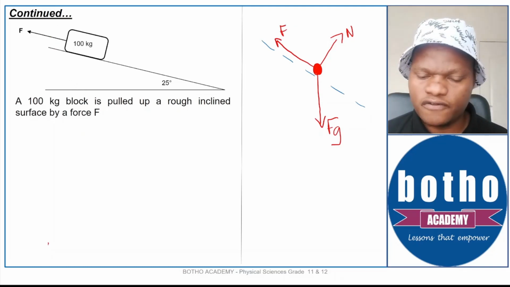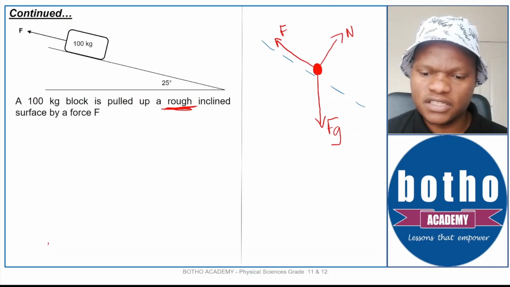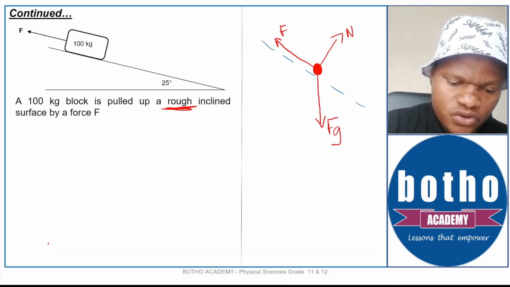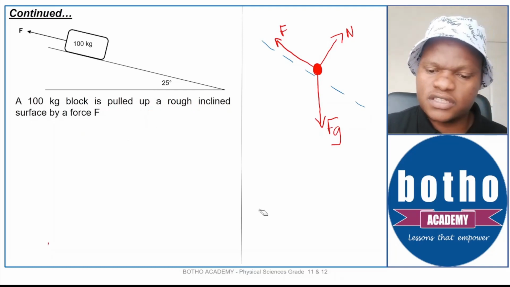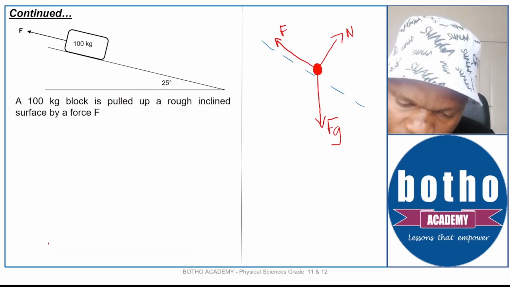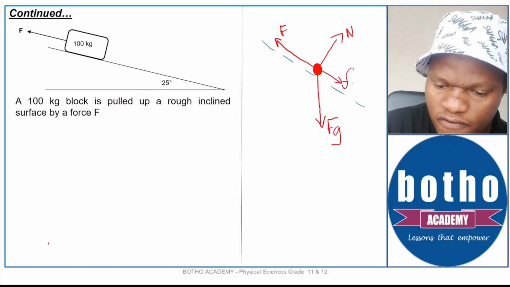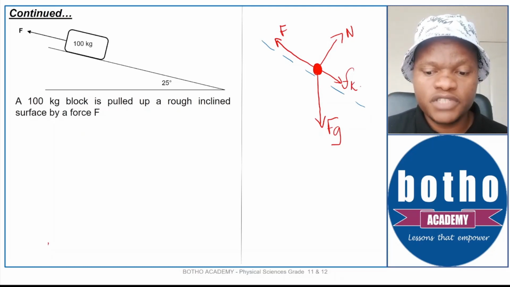That's the applied force. Then we have to remember this is a rough surface, which means there is a frictional force. If this block is being pulled up the slope, therefore there has to be a frictional force that is down the slope. Now in this case, our frictional force will be pointing in this direction, and if it's an object that is moving, therefore the object will experience a kinetic frictional force.